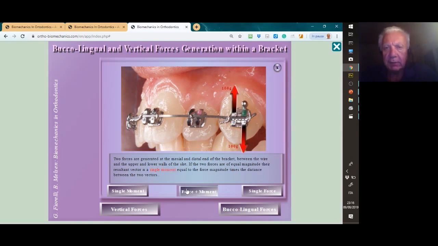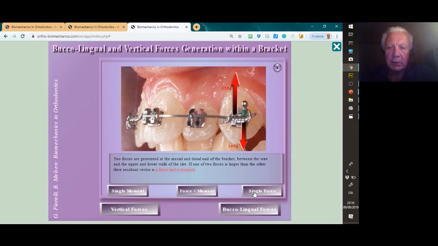But if the forces are not of the same amount, and here I represent one force up of 150 grams and one force down of 100 grams, actually we have a moment and a force, sorry, because we have the same moment that we had before, plus a residual force of 50 grams. So if the two forces are not equal, you will always get a force and a moment.